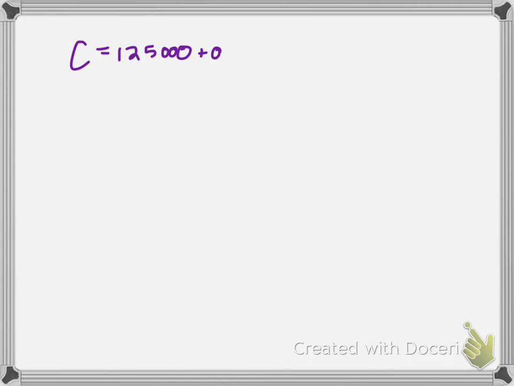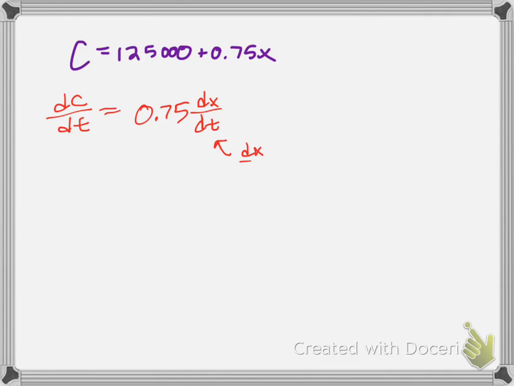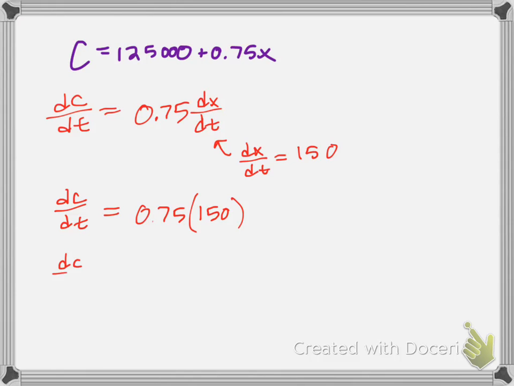So there are, let's see, 1, 2, 3, yep, here's cost. Derivative of that with respect to t means anytime we hit something other than t, we have to put a dx/dt after it. So the derivative of this cost function, 0.75, would be the derivative. But implicitly we have to put the dx/dt after. That's where our 150 units per week is going to go. So that gives us this value, 0.75 times 150, or $112.50 per week of cost increase.